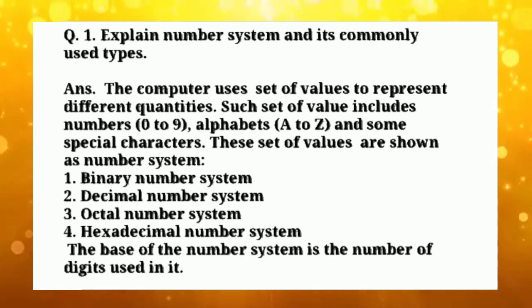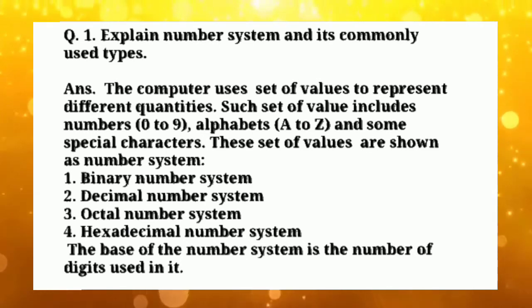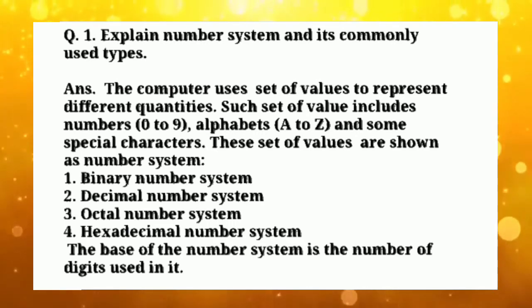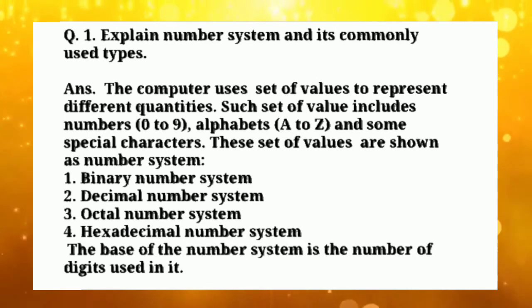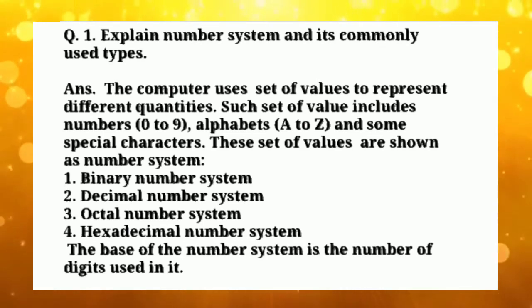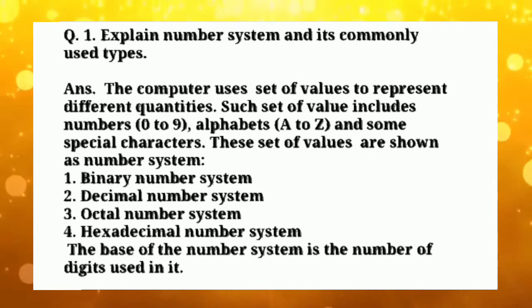First question is explain number system and its commonly used type. So answer here is the computer uses set of values to represent different quantities. Such set of values include numbers 0 to 9, alphabet A to Z and some special characters. These set of values are shown as number system. First is binary number system, second is decimal number system, third is octal number system and fourth is hexadecimal number system. The base of number system is the number of digits used in it.